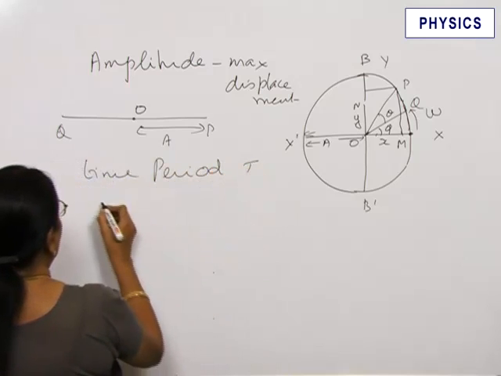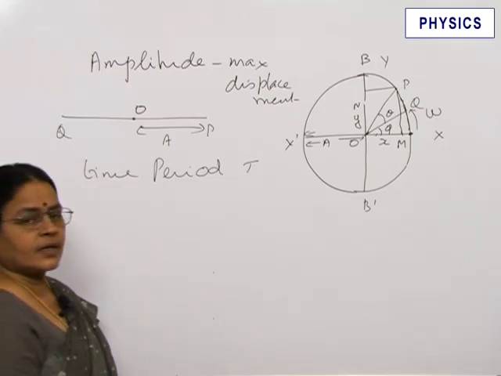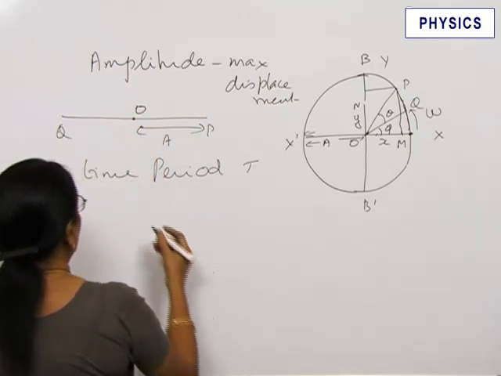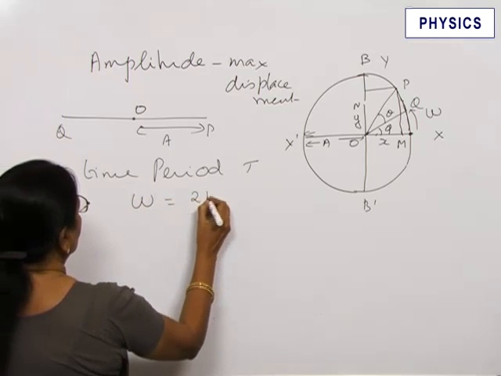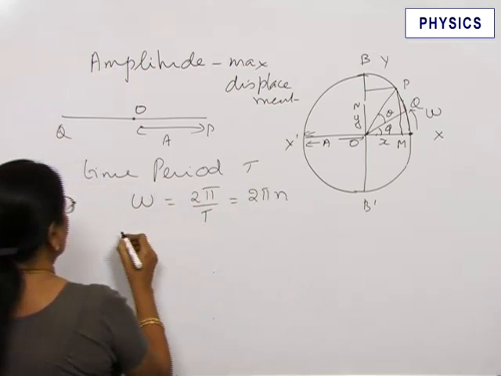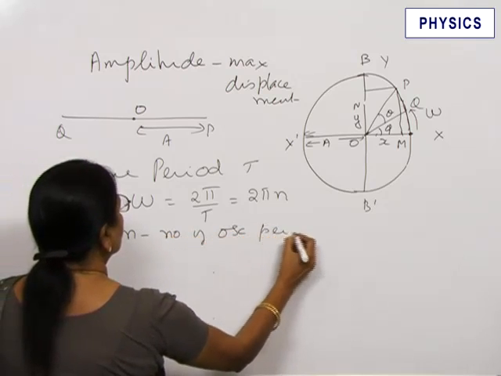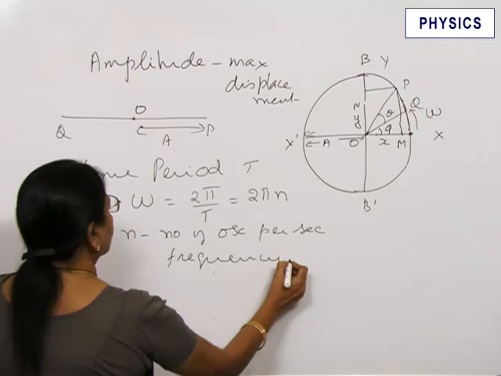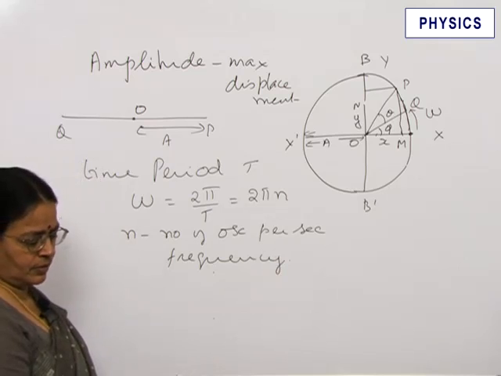Then time period T. Time period T is the time taken for one complete oscillation. Then the relation between omega and T: omega equal to 2 pi by T, or 2 pi n, where n is the number of oscillations per second, or frequency of oscillation.